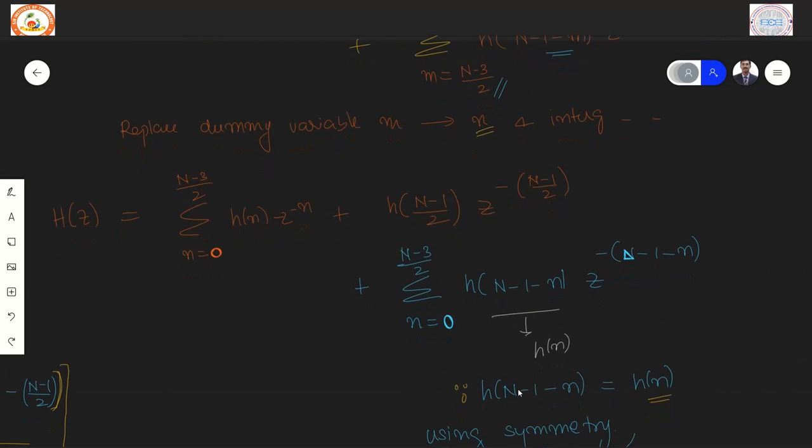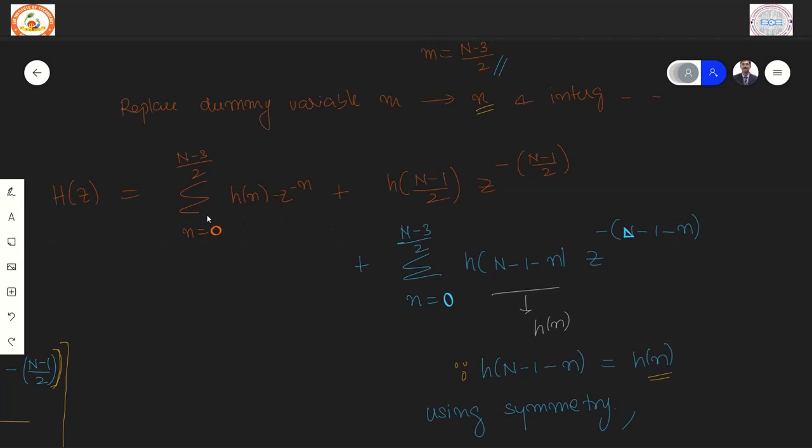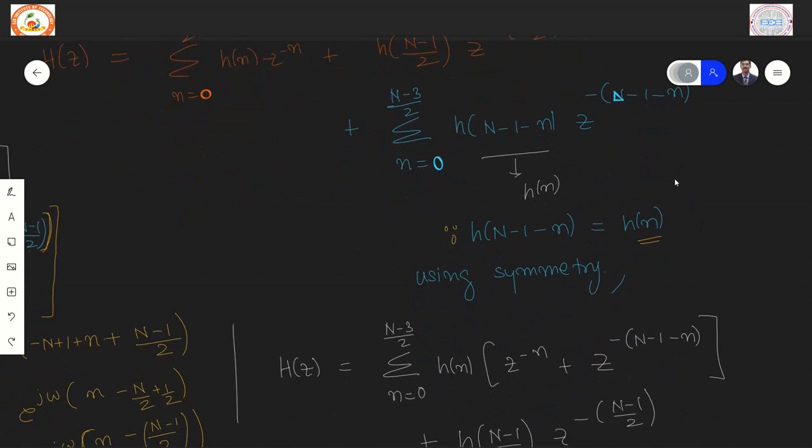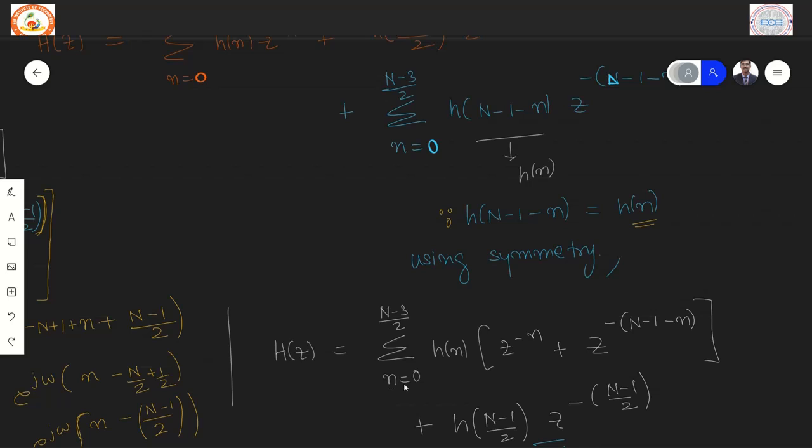Now let us make use of the symmetry condition. We are aware that h of N minus 1 minus n is the same as h of n. Hence, replacing and collecting the common terms in the first and third summations, you can express it now as summation n from 0 to (N minus 3) by 2, the limits, h of n into z power of minus n plus z power of minus (N minus 1 minus n).